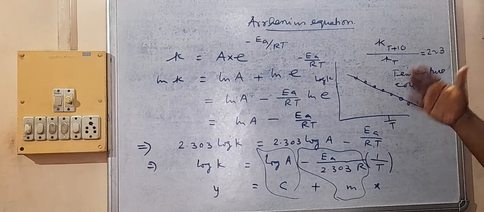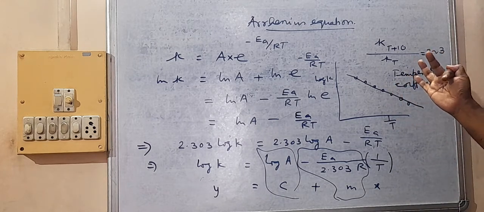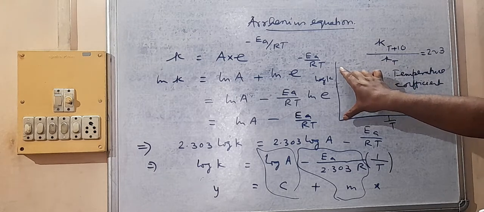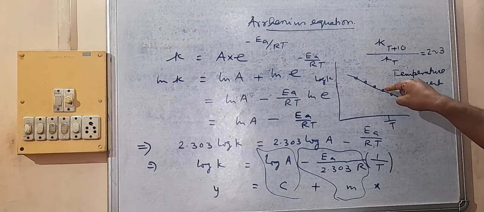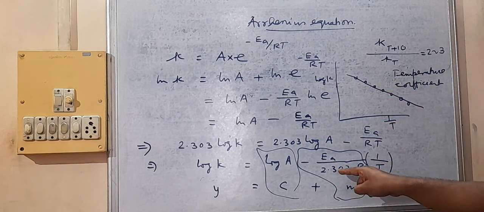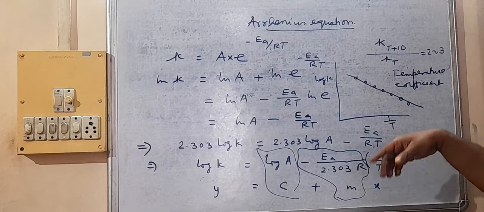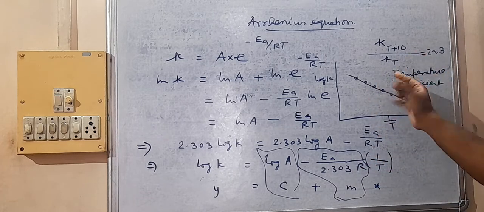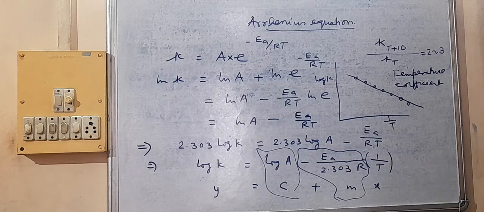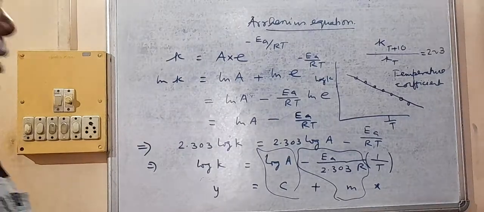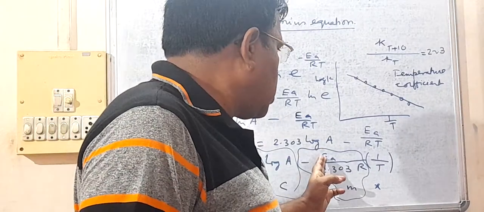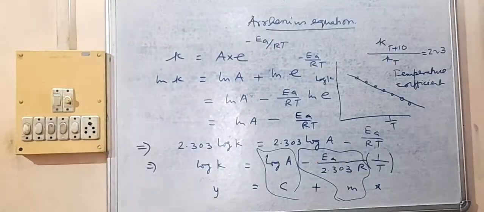So from the graph, the intercept will give us the value of log A, whereas the slope will give us the value of minus Ea by 2.303 R. That is, from the slope we can get the activation energy of the reaction. So children, this much for now. We will be discussing how to experimentally determine activation energy in the next video. Till then, bye bye.